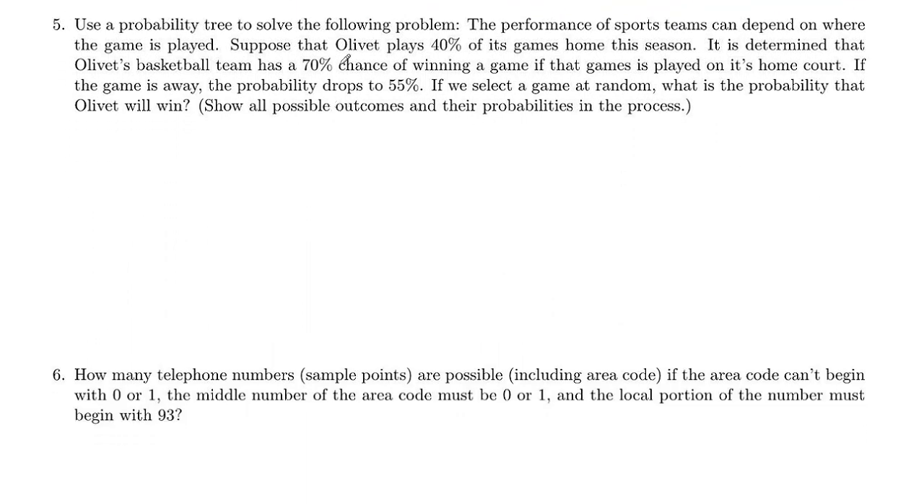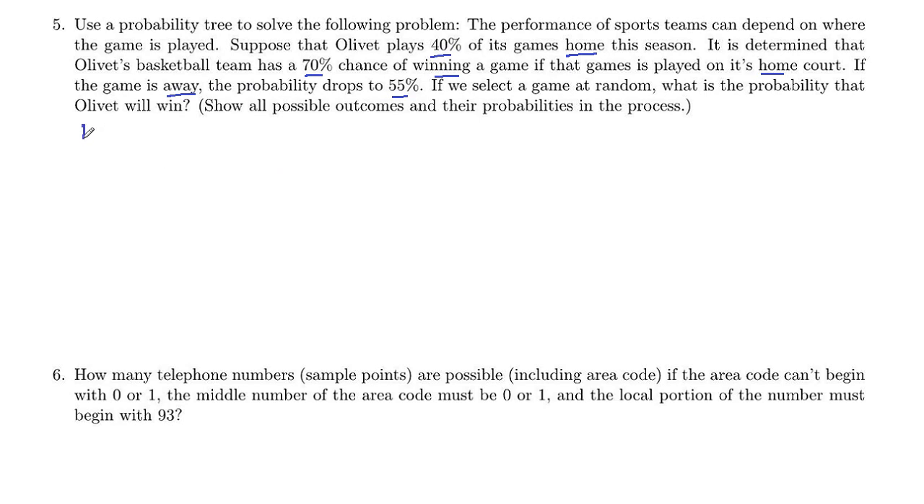Next, we're using a probability tree to solve our problem. Performance of sports teams can depend on where the game is played. Olivet plays 40% of its games at home, and that means the rest are away. Olivet's basketball team has a 70% chance of winning a game that's played at home. If the game is played away, the probability drops to 55%.